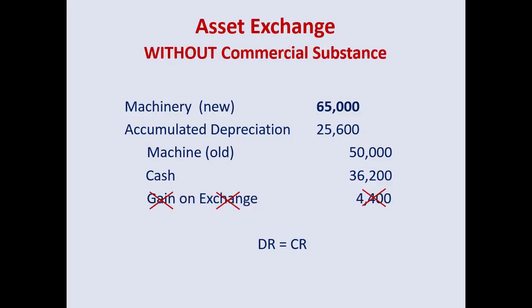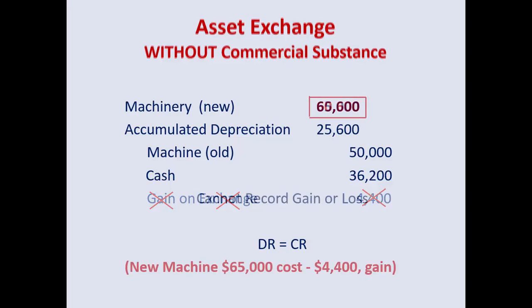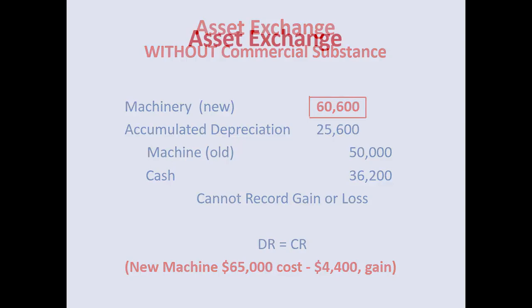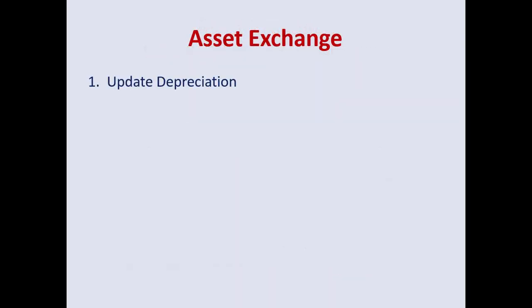But what if you lack commercial substance? Then in reality, doing the math, you do have a gain. You're just not allowed to record it. So you remove this from your journal entry. You still have to balance, so you adjust the starting book value of the new machine. And this should make sense. If it costs $65,000 and you got a gain, then you record the net cost, $60,600, not $65,000.